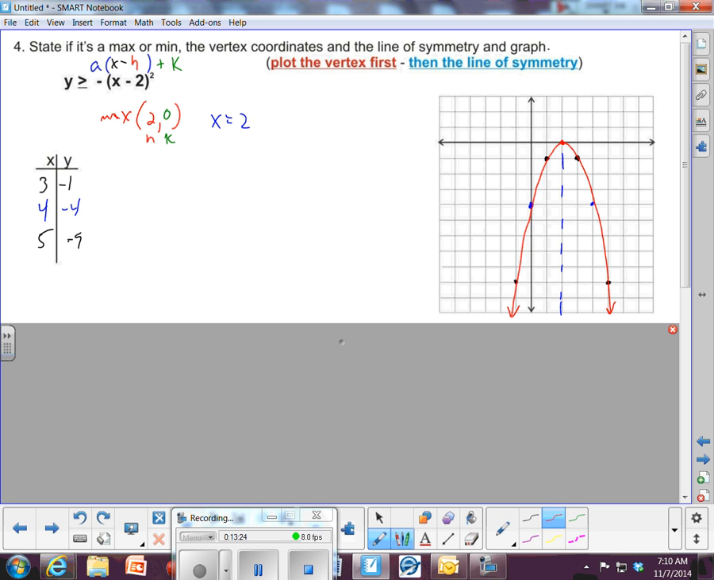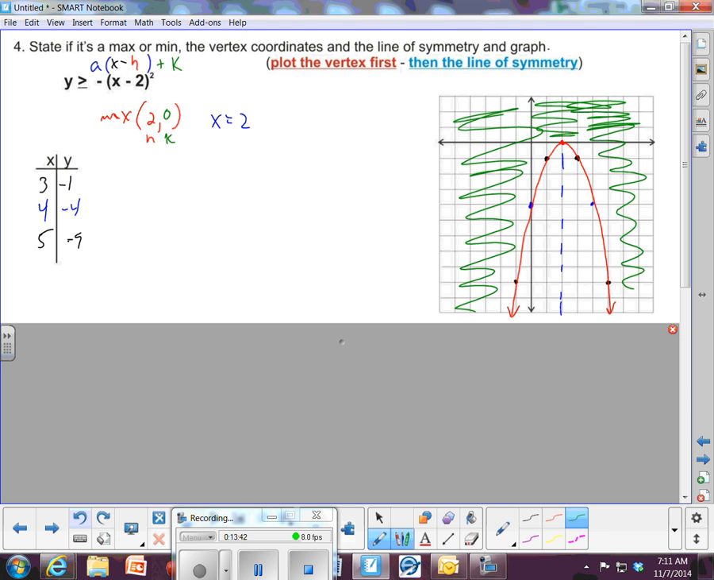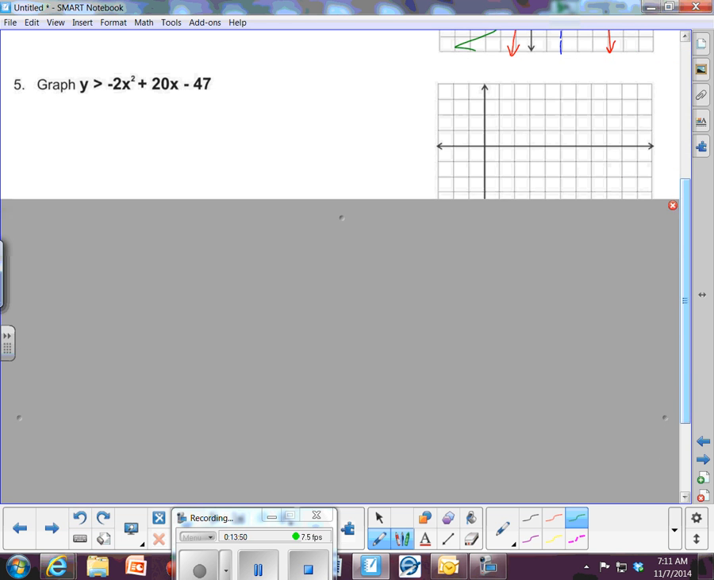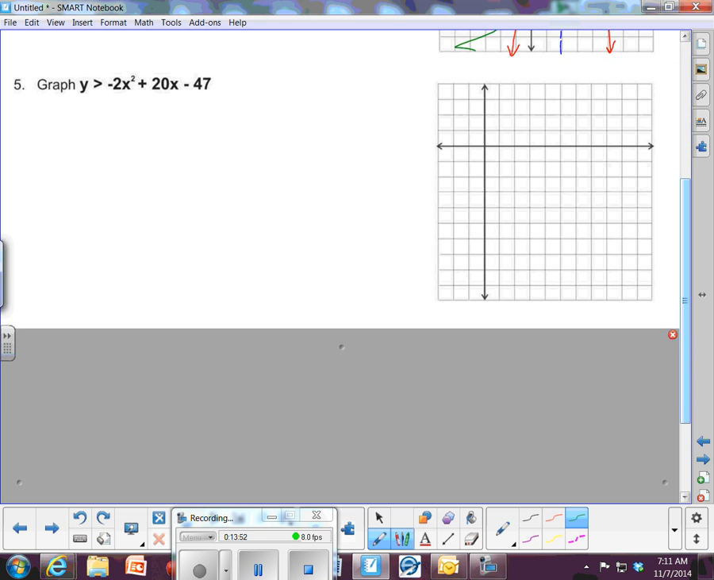And now I have to look and say, where do I shade? And this is a greater than or equal to. And therefore, I have to shade above. And what does above include? All of this out here. And there's our solution. Not hard. We know how to do this. You just got to put a few things together. Let's do another one.